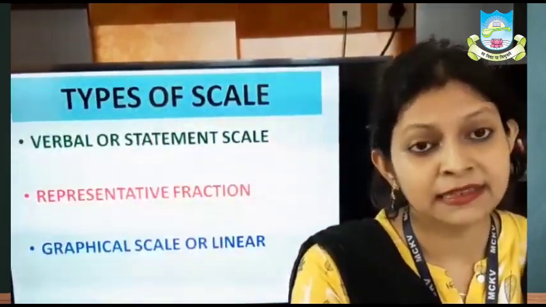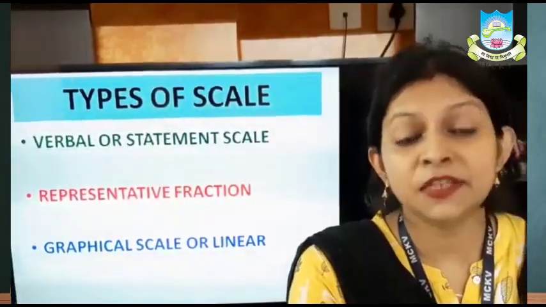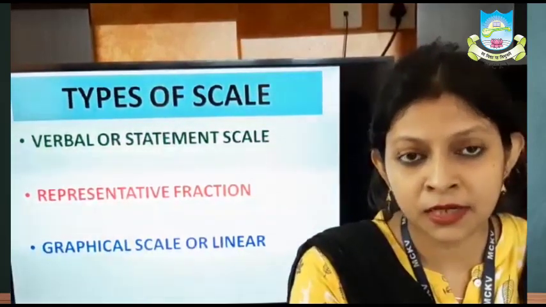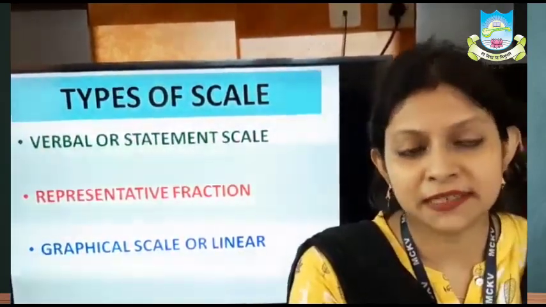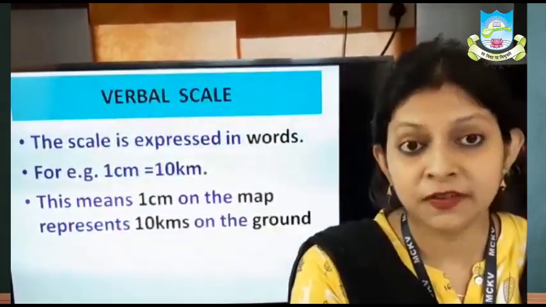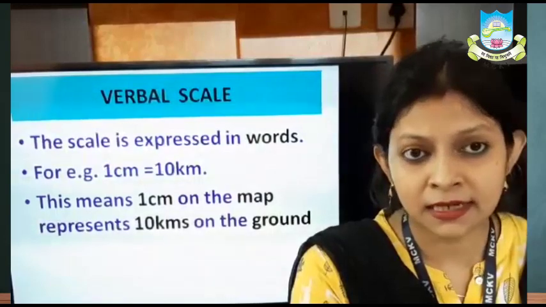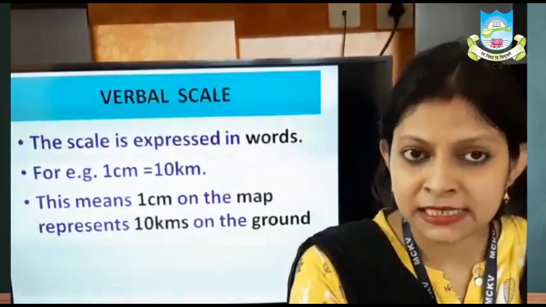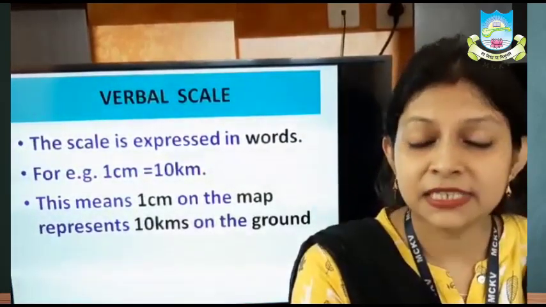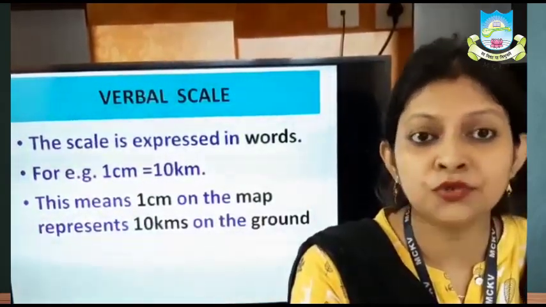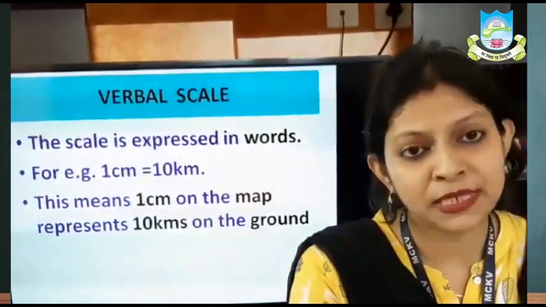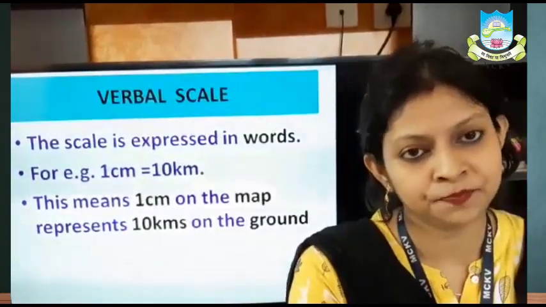Types of scale. There are 3 types of scale. To begin with, we have verbal or statement scale, representative fraction, linear or graphical scale. The first type, verbal or statement scale. Here, the ratio between map distance and ground distance is expressed in words. For example, if the scale is 1 centimeter is equal to 10 kilometers, it would be written as 1 centimeter on the map represents 10 kilometers on the ground.